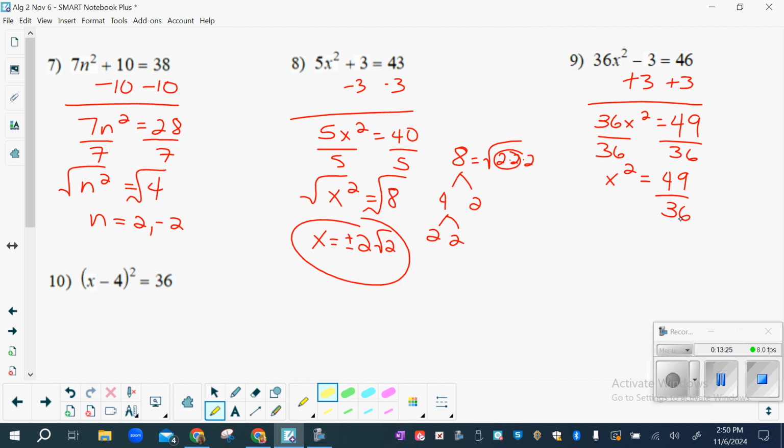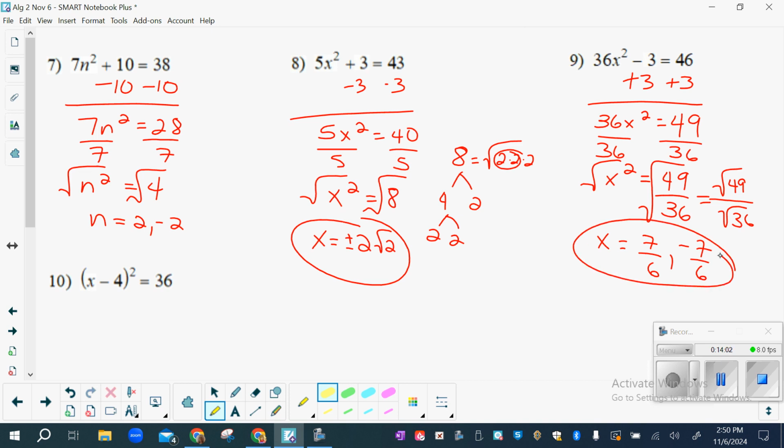We want to get rid of the square, so what undoes the square? Square root. So square root both sides, and we get x equals, when we have a fraction inside a square root, we can rewrite it as the square root of the numerator divided by the square root of the denominator. What's the square root of 49? 7. Square root of 36? 6. So one of my answers is 7/6. What's my other answer? Negative 7/6. Really easy to forget that negative one.